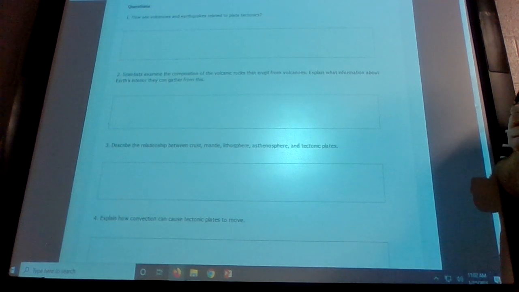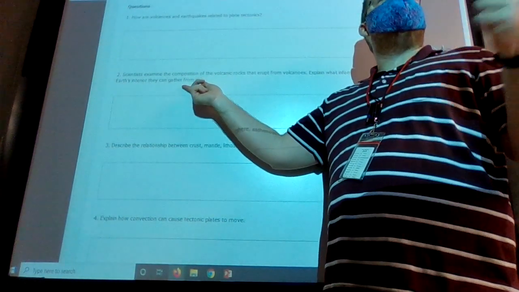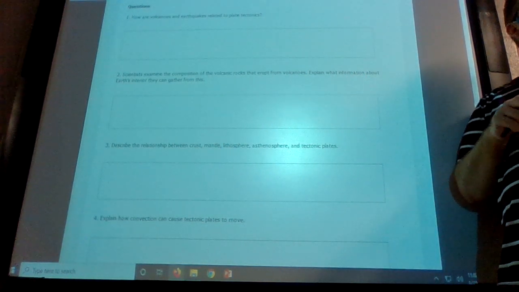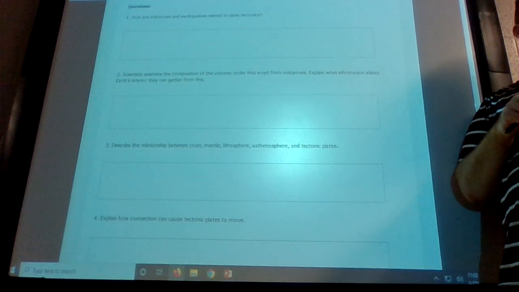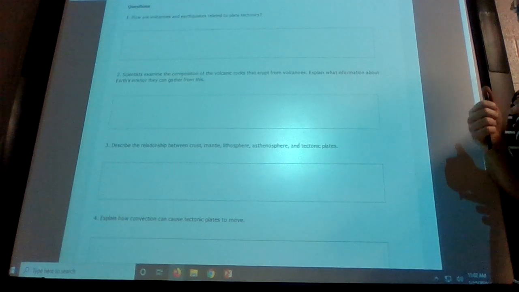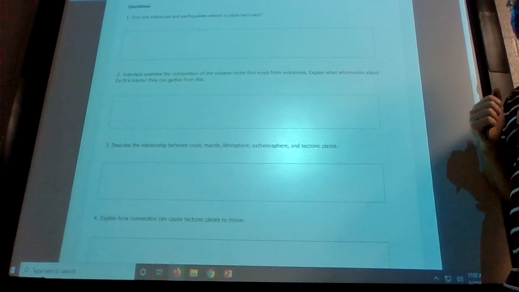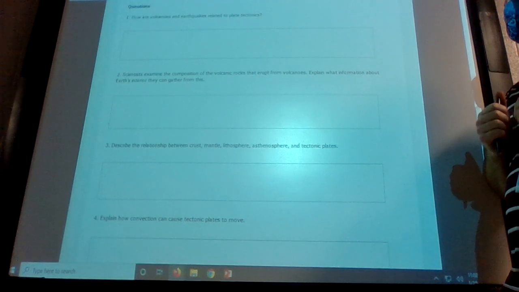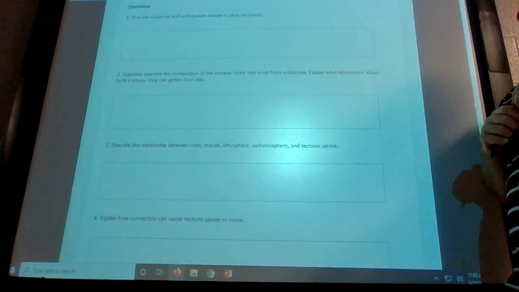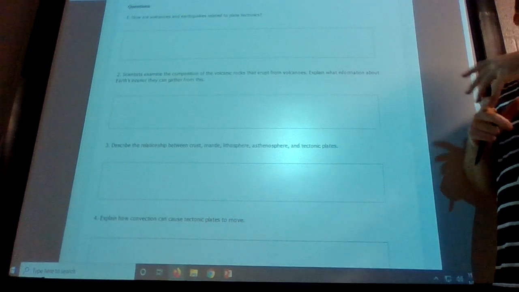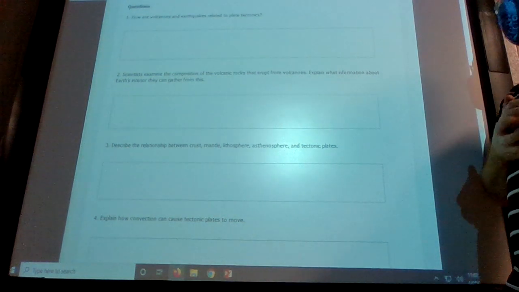What information about Earth's interior can you gather from that? So if we know the composition, we can also know what temperature it melted at. So melting temperature. We can know what kind of gases are in there. So what kind of atmosphere maybe you have. I don't know, it's not really atmosphere, but what kind of gases are melted in there? What else do we have? Explain what information about Earth's interior they can gather from this. That's pretty good. Yeah. So what elements are in there? The melting temperature, what rocks were melted to create that lava. Those are three pretty good things.